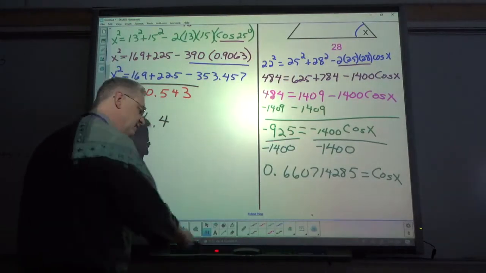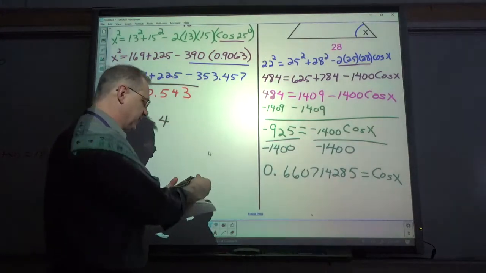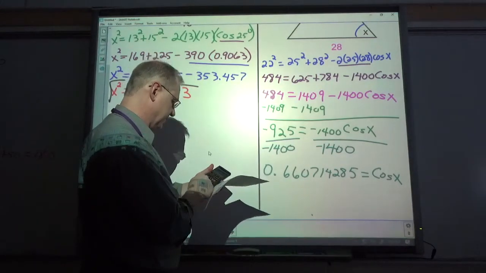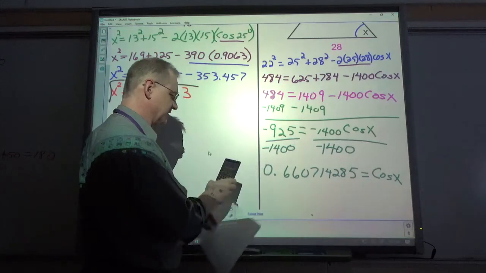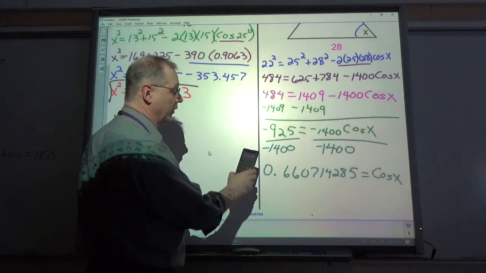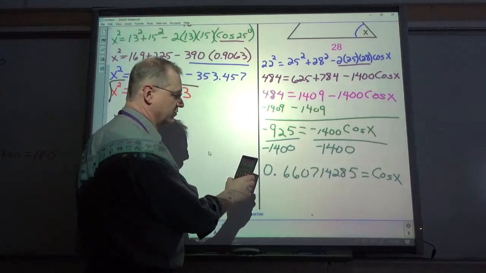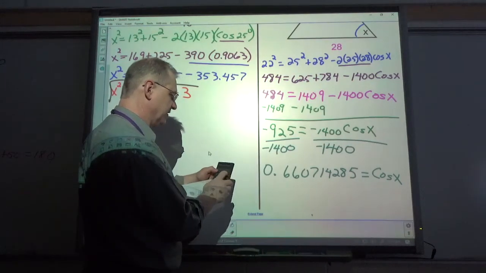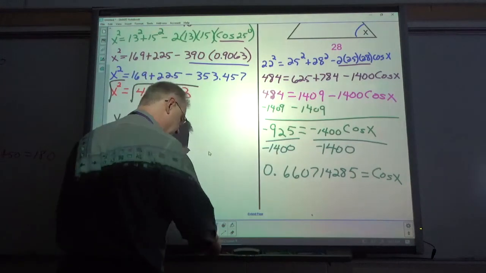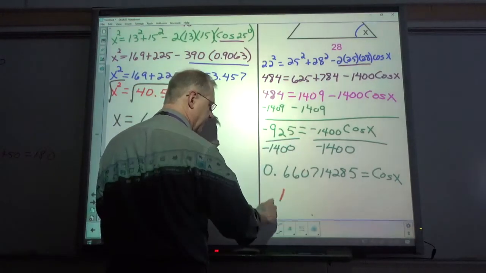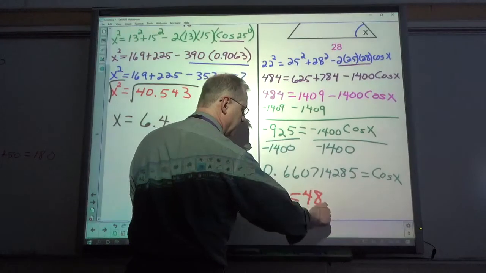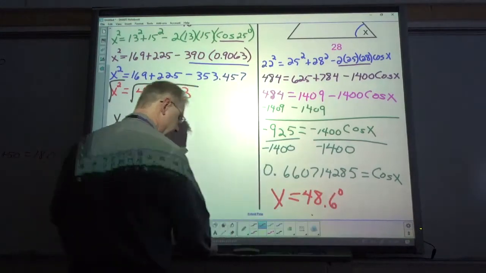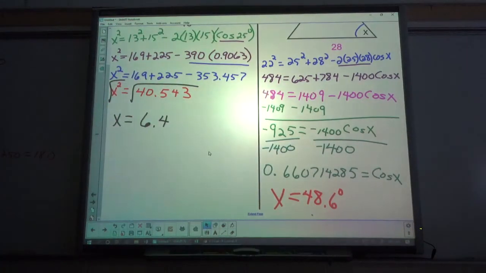Now, if it's already in your display, leave it in your display. So I've got my 925 divided by my 1400, and there's my 0.6607142285. Now I'm going to hit inverse cosine to find the angle. X is going to be, rounded to one decimal place, 48.6 degrees. There's my final answer in this problem.